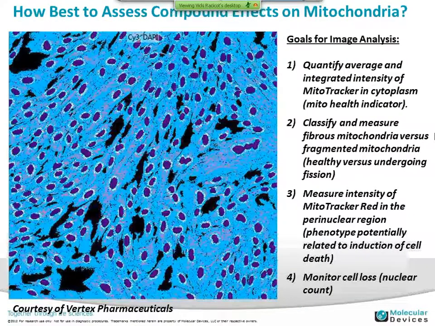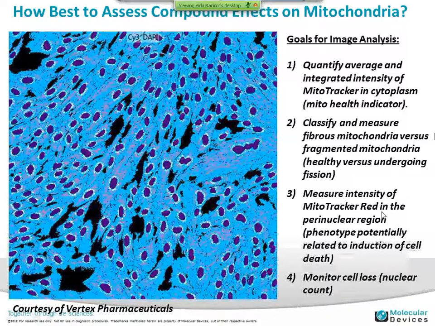So the goals for this particular analysis are to quantify both the average and integrated intensity of our MitoTracker stain. This is an indication of mitochondrial health. To classify and measure our fibrous mitochondria versus the fragmented mitochondria, so healthy mitochondrial networks in our fibroblasts versus those that are undergoing fission in response to a toxic stimulus.